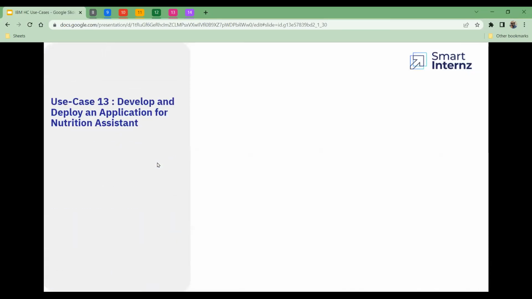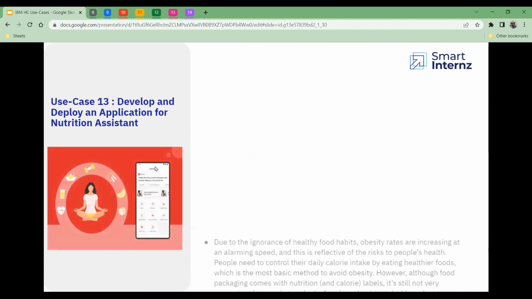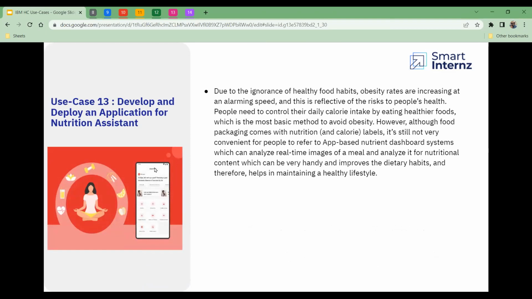The next one is develop and deploy an application for a nutrition assistant. We talked yesterday about the healthy lifestyle and all. To have a healthy lifestyle, food habits are the main thing, not only physical fitness. So what if there is a simple tool that can track the calorie intake you are taking every day, based on the food you have? What about the nutrition benefits that you are getting?